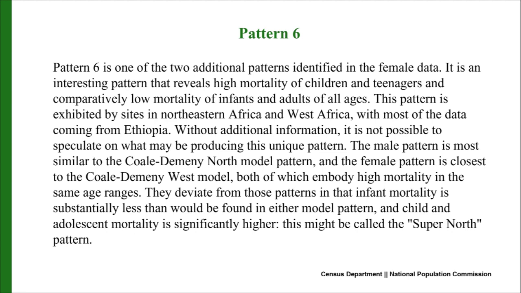Without additional information, it is not possible to speculate on what may be producing this unique pattern. The male pattern is most similar to the Coldemini North model pattern, and the female pattern is closest to the Coldemini West model, both of which embody high mortality in the same age ranges. They deviate from those patterns in that infant mortality is substantially less than would be found in either model pattern, and child and adolescent mortality is significantly higher. This might be called the Super North pattern.